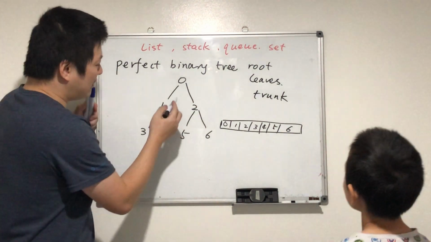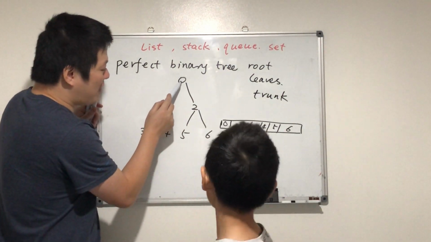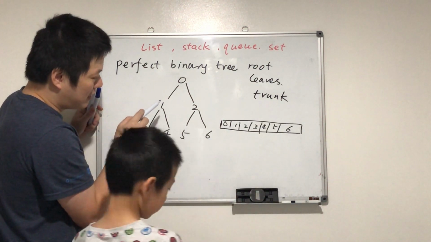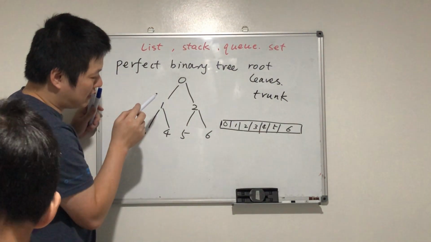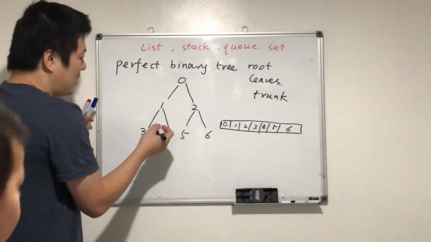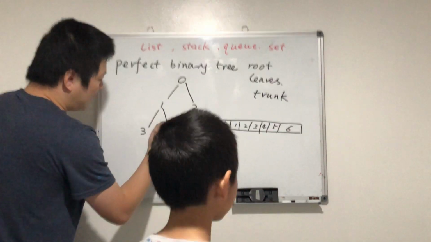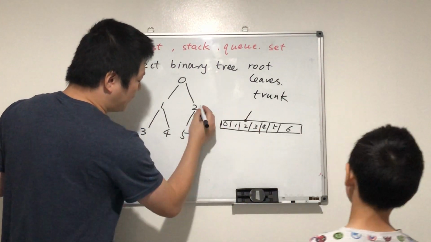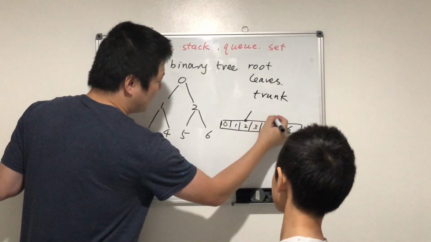So look, the left node, the children of the parent. If the parent is 2, how can I get the kid 5?